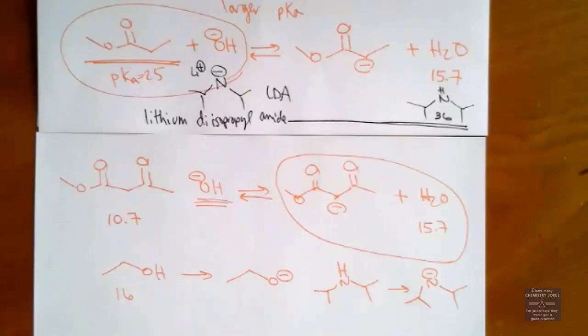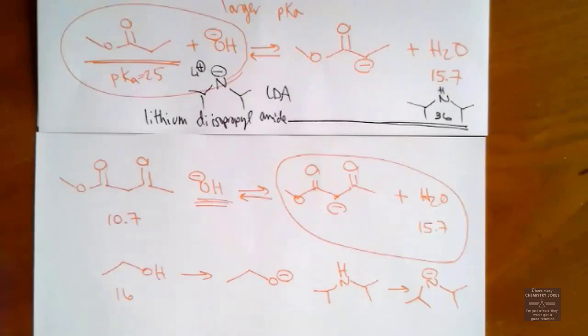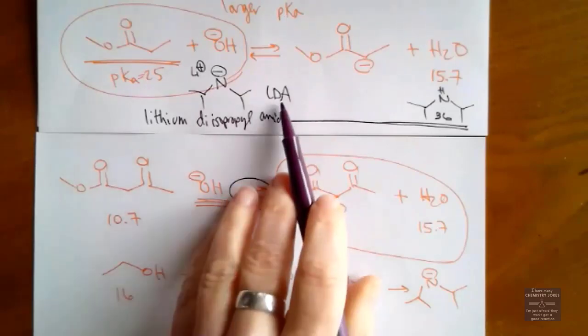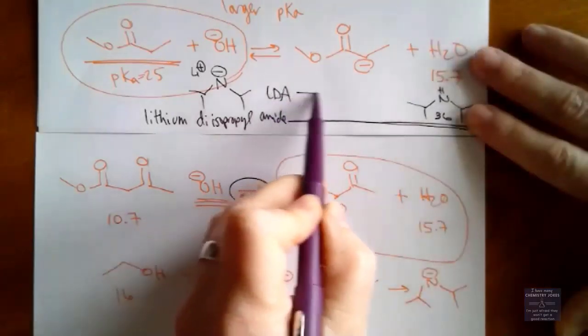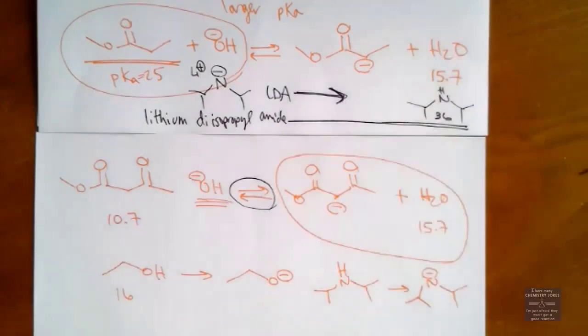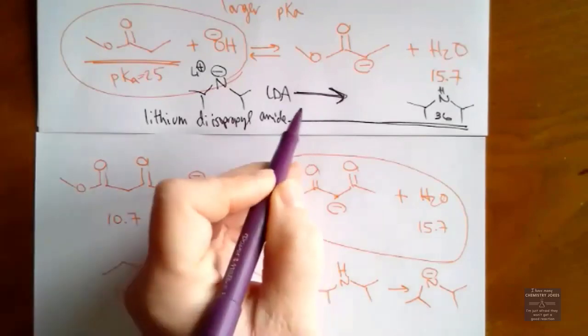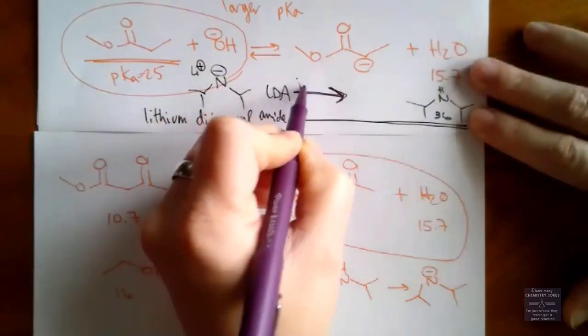We will actually say that when you use a weak base like hydroxide or ethoxide, the process is reversible. When you use LDA, we're going to say that that favors products and products only. We're going to say that LDA is so strong that it exclusively favors products with no reactants left. This reaction with hydroxide, reversible. This reaction with LDA, irreversible.